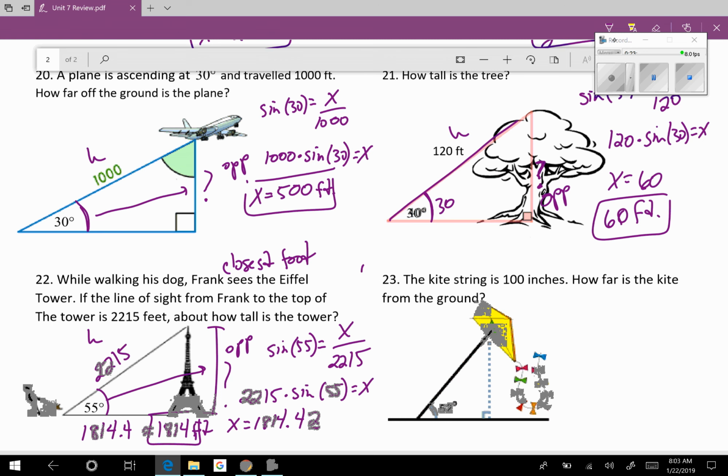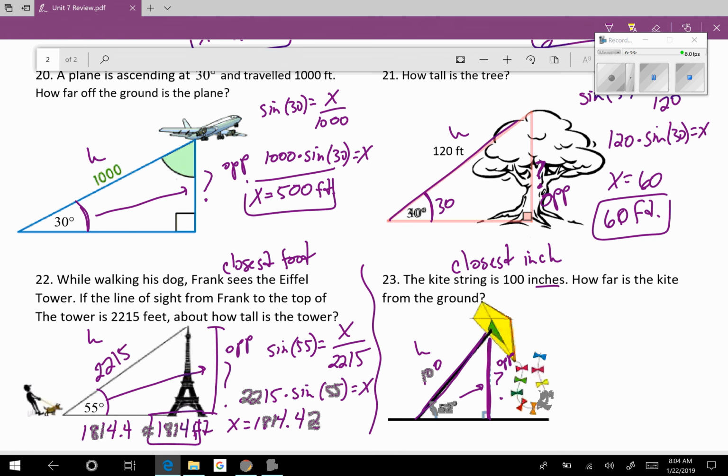All right, now let's do this one here. Again, they're saying about how far is the kite from the ground. So they want to know to the closest foot here. Closest, or closest inch, really, because our units are inches. So closest inch, how high is the kite off the ground? So they said the kite string is 100 inches. So remember, your string is the hypotenuse. And you're going to have a kite problem, so you need to remember that. String, hypotenuse. All right, we need to find the opposite side from our angle.